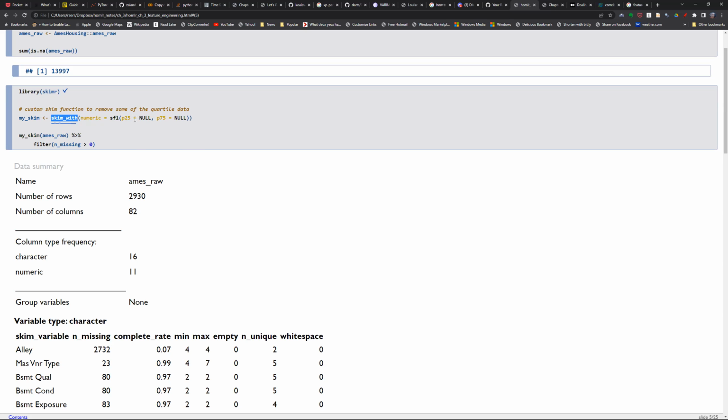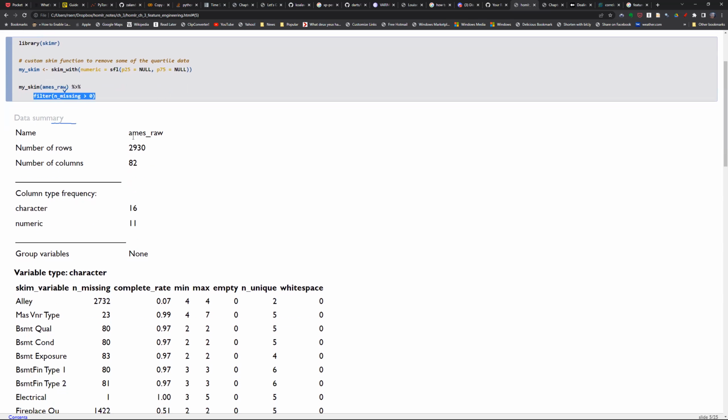get rid of, for now, the first quartile and the third quartile, just to make sure that the table fits in our screens. And what I'm going to do is apply my skim function and then filter for those variables that have some missing value, okay? But missing value count greater than 0.